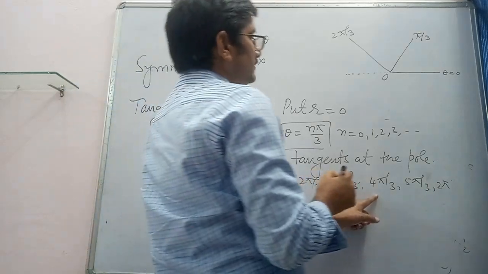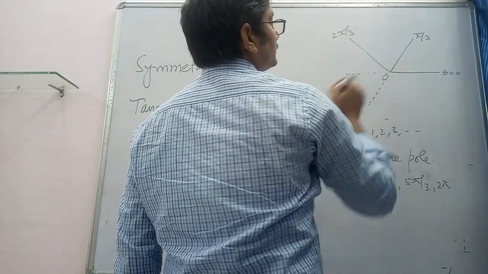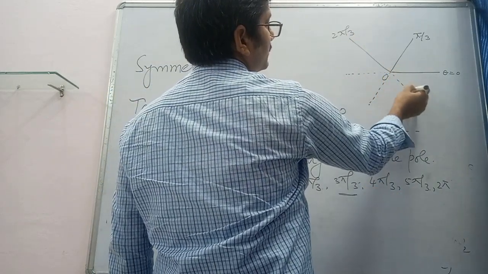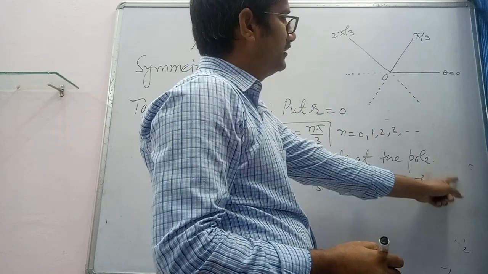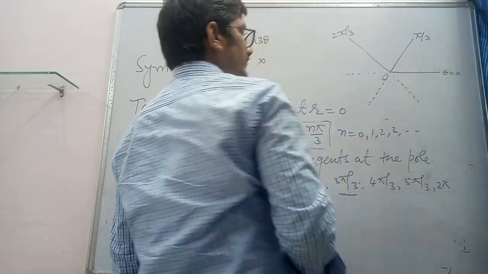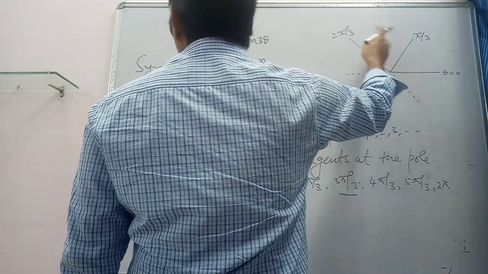4 pi by 3, opposite to this one. 5 pi by 3, opposite to this one. And then again the values will repeat. Theta 0 or 2 pi will be the same. Okay, so these lines are the tangents at the pole.